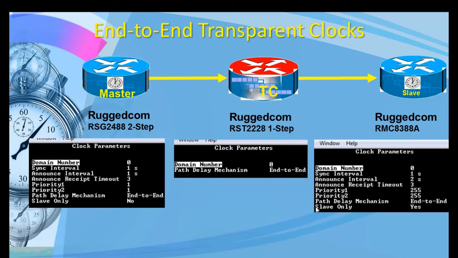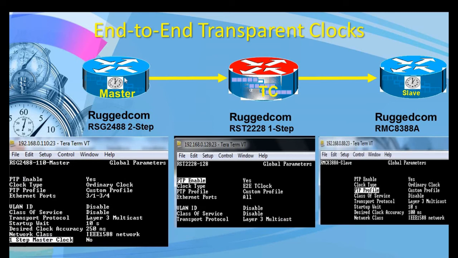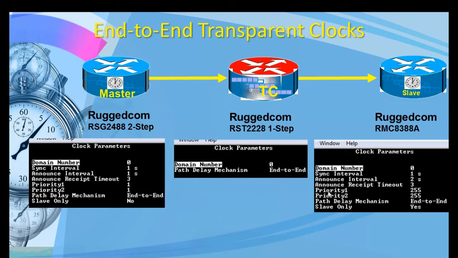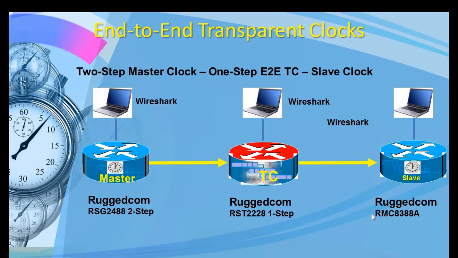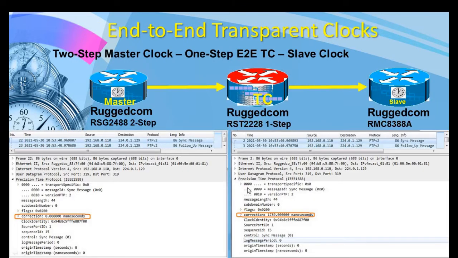So if we configure the first device as a two-step grandmaster, and keep the second one and the third one unchanged, let's see how it works. The peer delay mechanism configuration is kept. After configuration, let's see the slave side synchronized with the master side, with a current offset of -6 nanosecond on the slave side. So we run Wireshark on 3 clocks and try to capture messages.